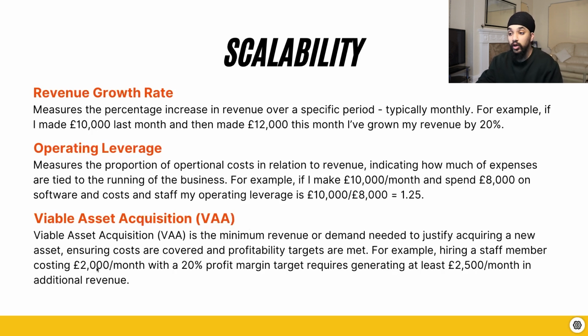For example, if you're thinking about hiring a new staff member that's going to cost you £2,000 a month, and let's say you've got a gross profit margin on that staff member of 20%, it means that you know you want to have at least £2,500 in additional revenue. It makes it easy for you to understand what position you need to be in before you invest in the next thing that's going to help you scale.